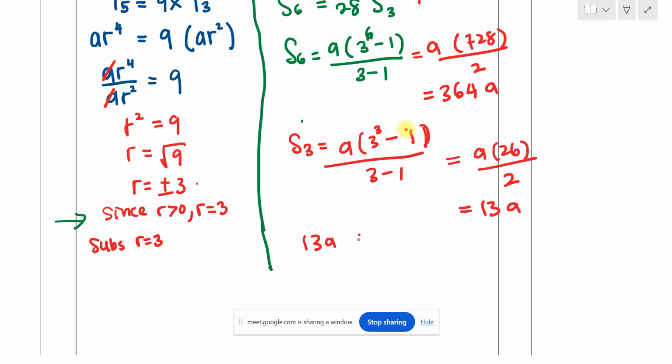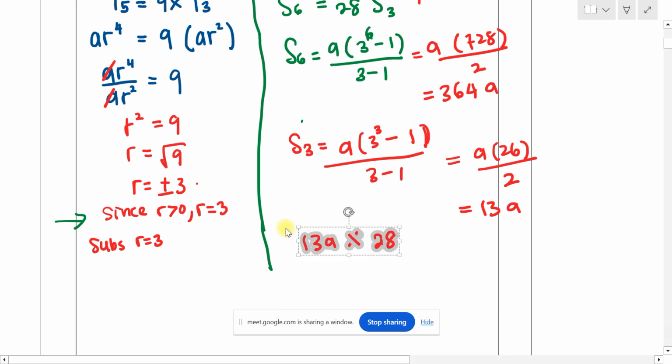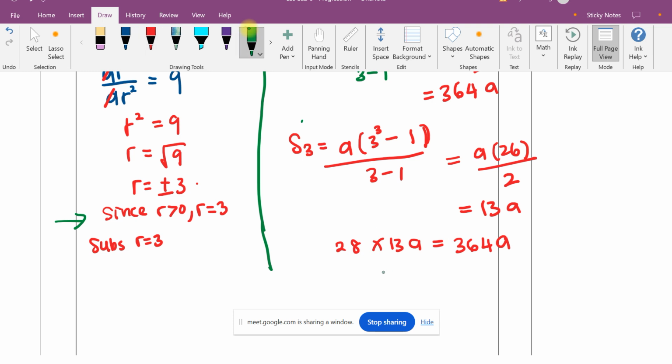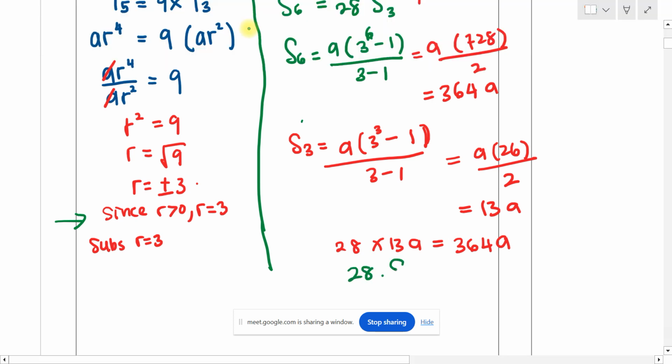So 13A multiplied by 28. How much do we get? 28 times 13 gives 364A. This proves the question. So 28 S3 is actually equal to S6. Proven.